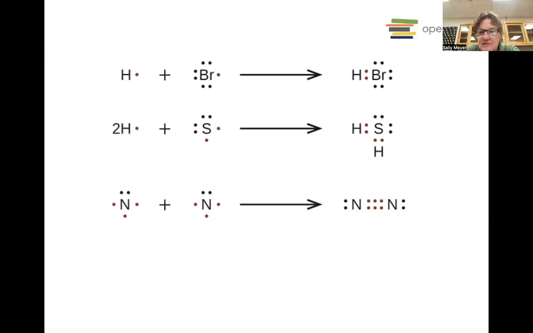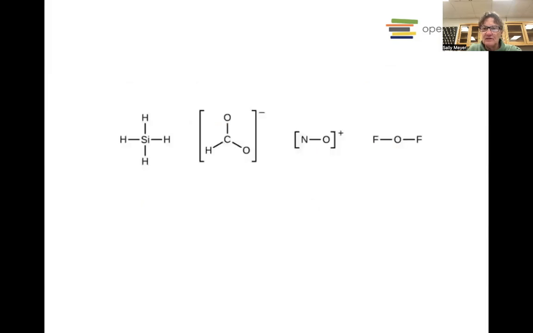So these are just some pictures showing Lewis structures. Nitrogen shares 3 pairs. That's why it's the primary component of our atmosphere. It's a very stable molecule sharing 3 pairs of electrons. Hydrogen sulfide has 2 hydrogens hooked onto the sulfur, and then hydrogen bromide. These are just more pictures.